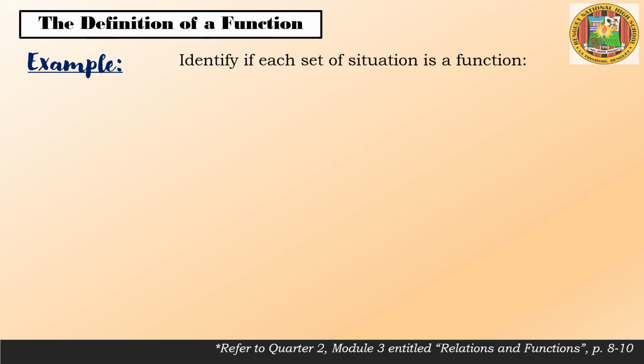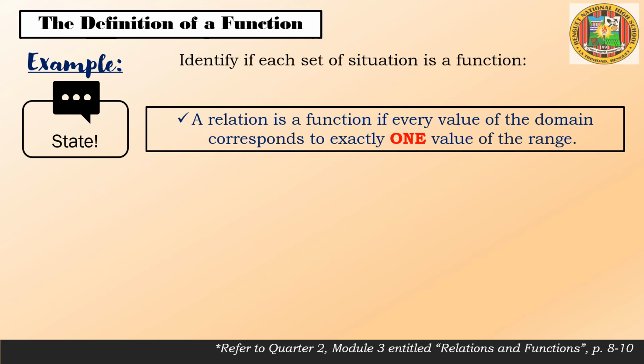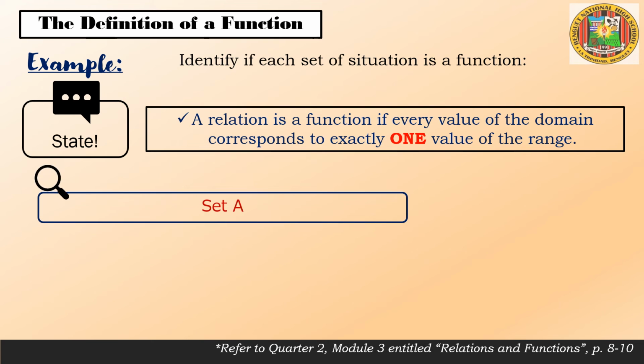After solving, we state the conclusion. A relation is a function if every value of the domain corresponds to exactly one value of the range. All of the situations given in this example are a relation, but which of them is a function? In set A, we saw that each value of x, which is the domain, corresponds to only one value of y, which is the range. This shows that set A is a function.